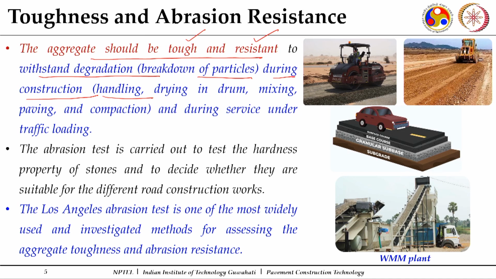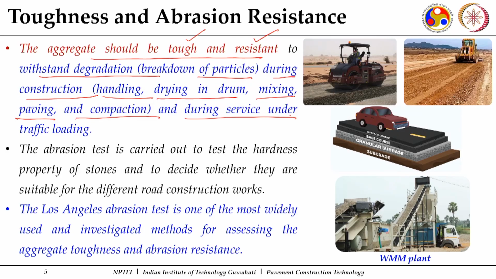Handling means the aggregates from the crushers are in stockpiles, and from the stockpiles they are transferred to the plants. Then you dry those aggregates during the drying process. If you have to mix them with some other component, then the mixing is there, then it is laid in the field, graded, camber is prepared and compacted. During all these activities, the aggregate should have sufficient strength and resistance to bear these different processes from its production to finally laying and compacting in the field.